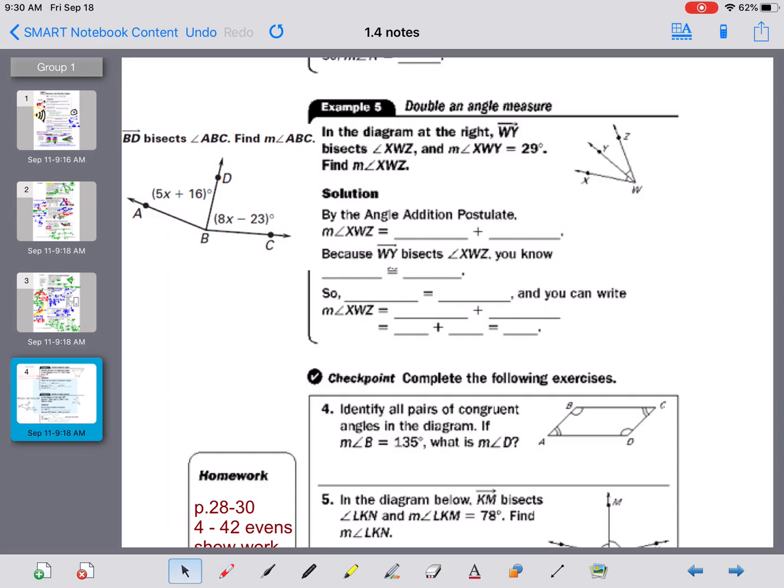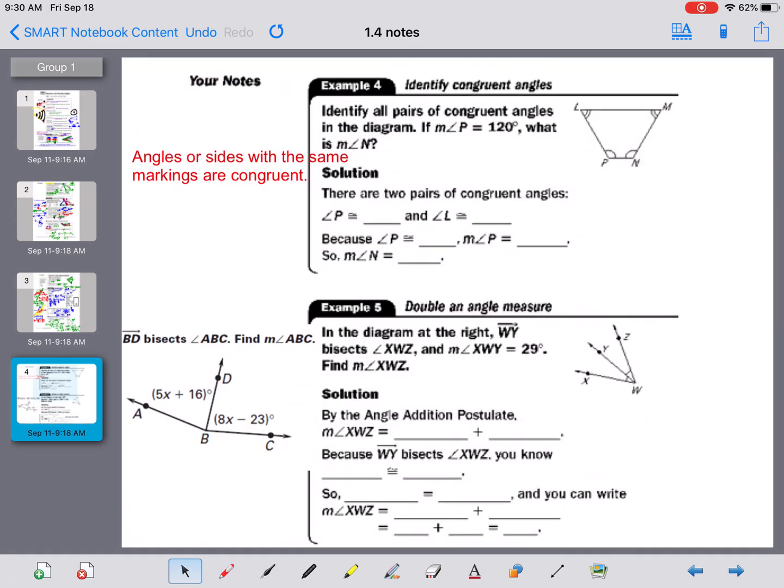All right, top of the page here is where we want to be. On this picture, I have this quadrilateral, four-sided shape, and it says identify all the pairs of congruent angles in the diagram. Now, what are congruent angles? Angles of the same size. How do I know if they're congruent angles?